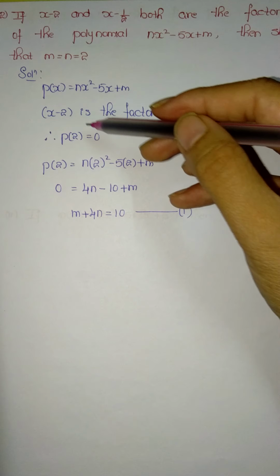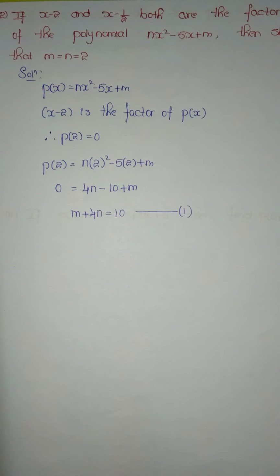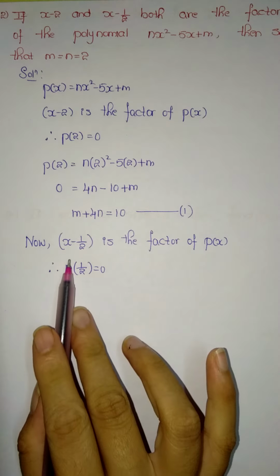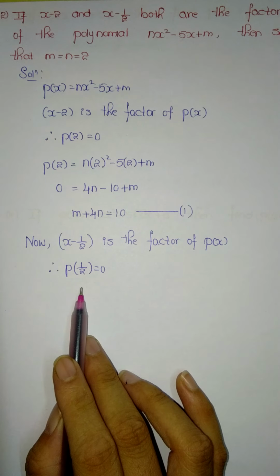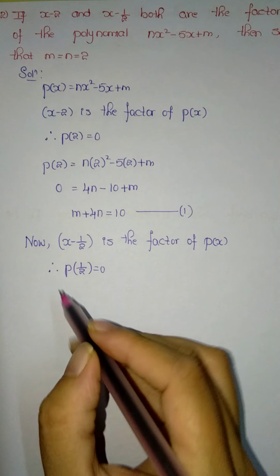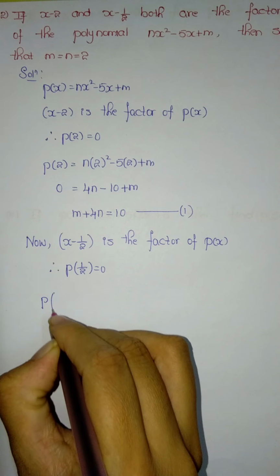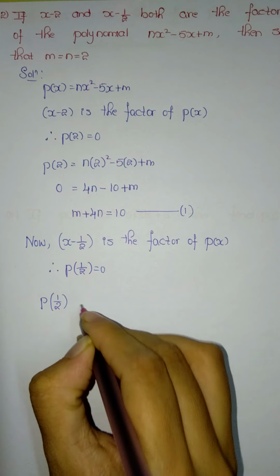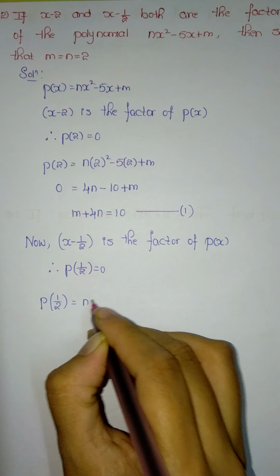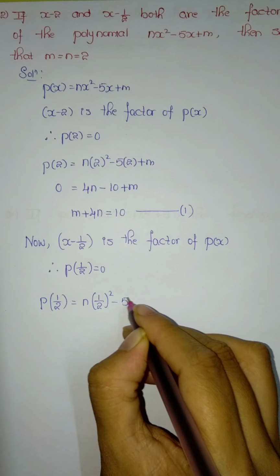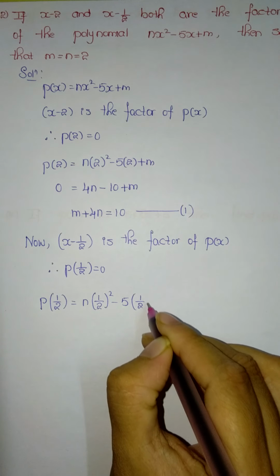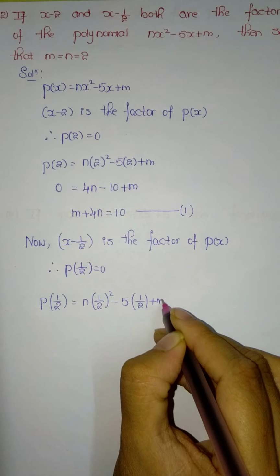Now take this x minus half. Here x minus half is the factor of p of x, इसलिए p of half क्या होगा, 0 होगा. Now p of half, substitute in the place of x, that is half. So n into half square minus 5 into half plus m.